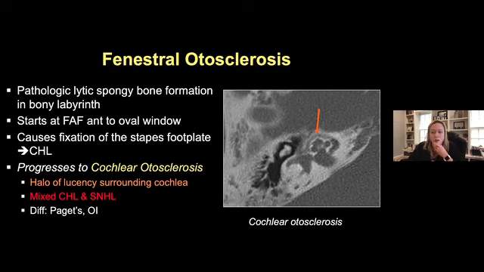There are only two other things that can go in the differential. One is Paget's disease in a very elderly patient. You could consider Paget's in the differential, as well as cochlear otosclerosis. Or in a young patient, an infant, you could consider osteogenesis imperfecta. Those are the only two other entities that can cause that sort of halo of lucency around the cochlea. Otherwise, it's cochlear otosclerosis.